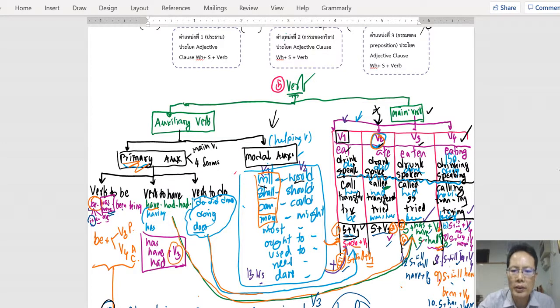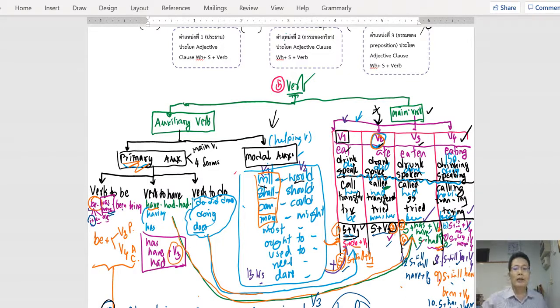So when we use tense number 2, when we use subject plus verb 2 or past form, that is past simple tense. No auxiliary verb. No auxiliary verb. That is past simple tense.